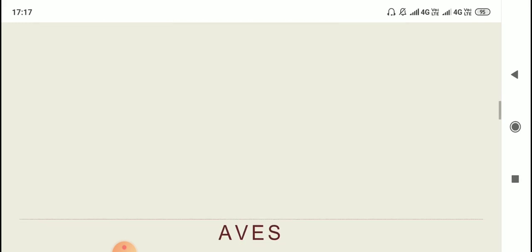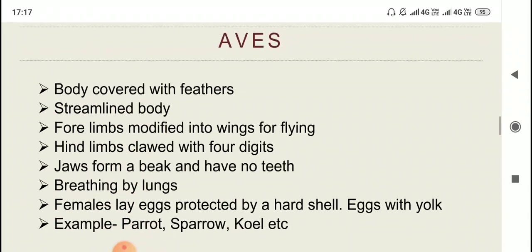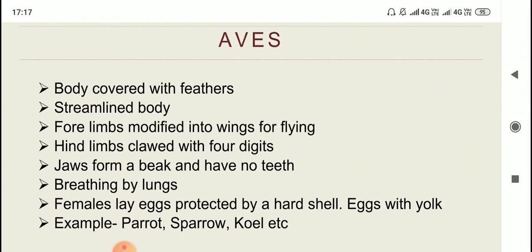Now we will study birds or aves. The general characteristics, the external appearance, you all can also tell me what the general characteristics are. You all know that their bodies are covered with feathers, they have a streamlined body. While studying pisces, we studied what a streamlined body is. I told you that when the body is narrow at both the ends, then we say that the body is streamlined, and this type of body helps in reducing the friction.